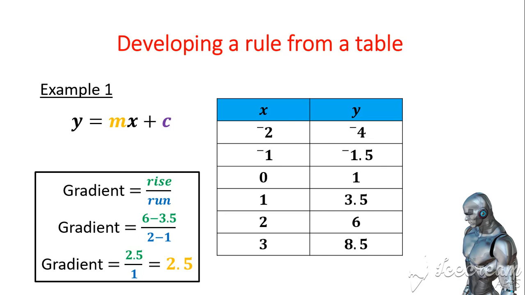Now, to work out the c, the y-intercept, we find when x is equal to 0, because when x is equal to 0, that is on the y-axis. So when x is equal to 0, the y value is 1, so c is positive 1. So now we can write down our formula. y is equal to 2.5 times x plus 1, and that's the equation for the set of data in the table.